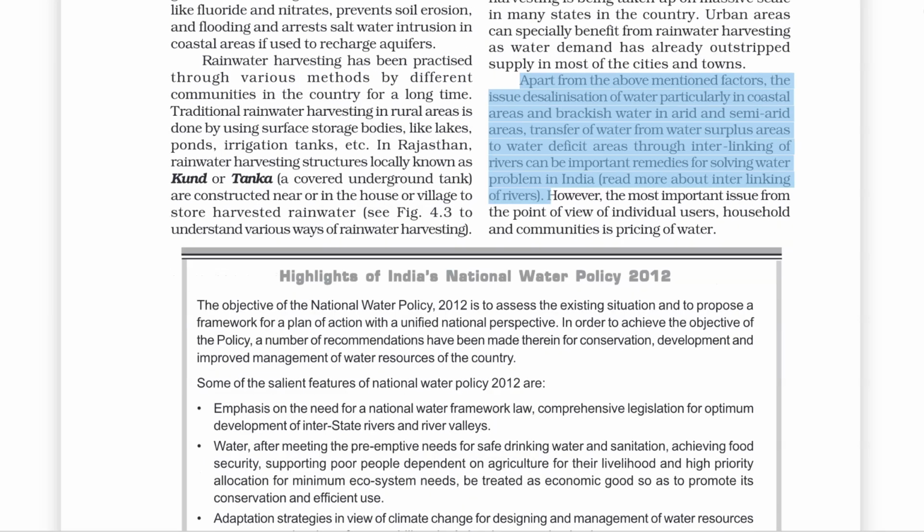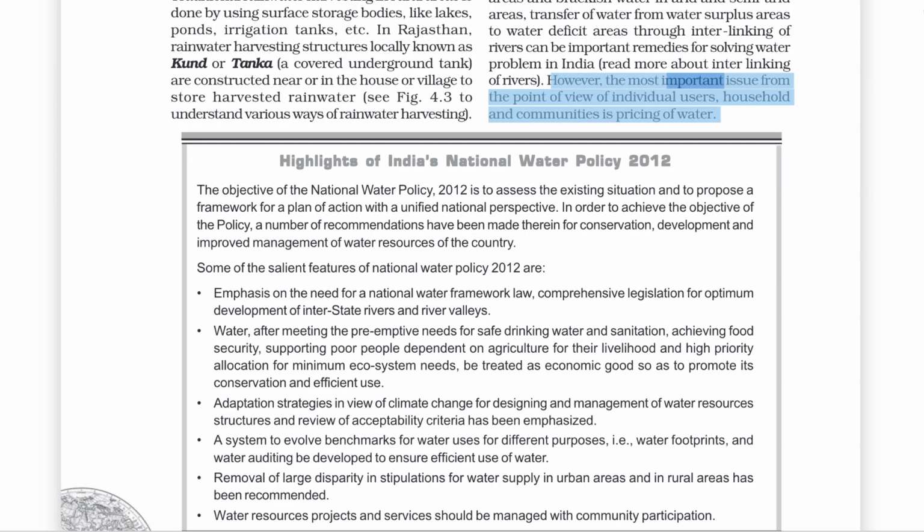and towns. Apart from the above-mentioned factors, the issue of desalination of water, particularly in coastal areas, and brackish water in arid and semi-arid areas, and transfer of water from water surplus areas to water deficit areas through interlinking of rivers can be important remedies for solving water problem in India. Read more about interlinking of rivers. However, the most important issue from the point of view of individual users, household and communities is pricing of water.